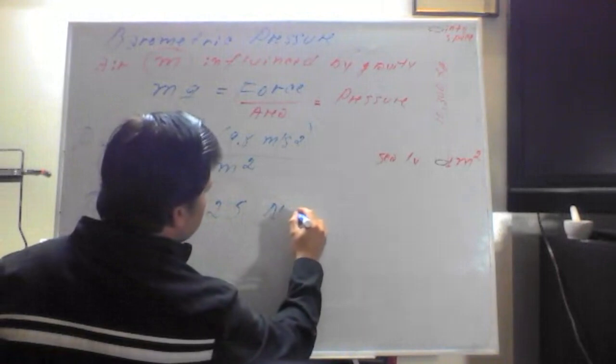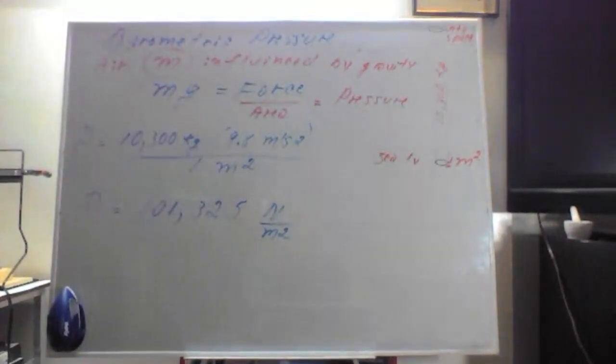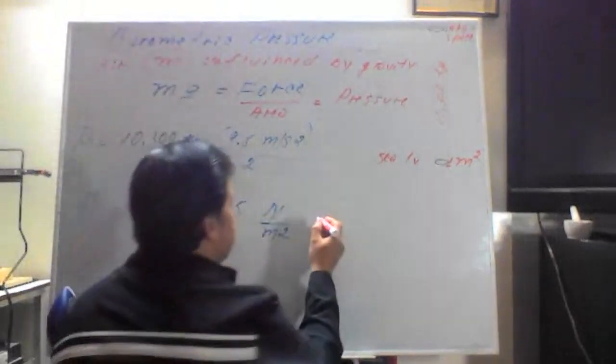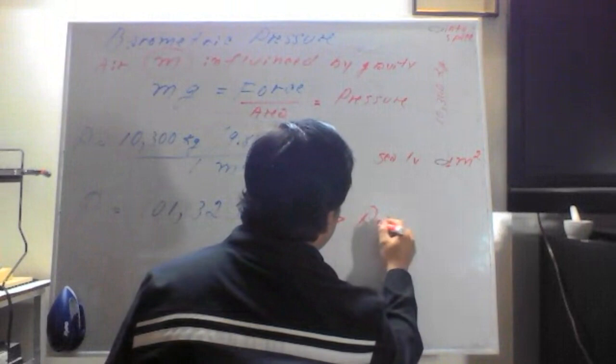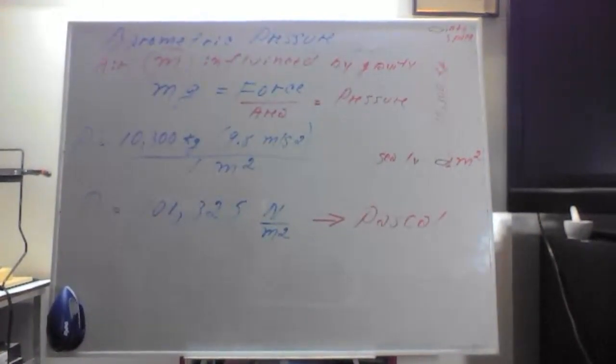101,325 newtons per meter square. You remember this: mass times acceleration gives you a force, and the SI unit of force is a Newton. So we get a Newton per meter square, and we can label this as Pascal. So the barometric pressure in a standard SI unit is derived from those 10,300 kilograms under the influence of 9.8 meters per second square gravity acceleration over the area of 1 meter square, and we get 101,325 newtons per meter square, and that is the SI unit of pressure, and we call it the Pascal.